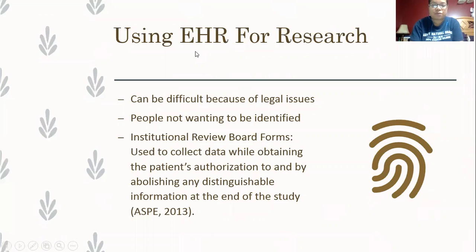Using EHR for research. When using the EHR for data and research purposes, we can run into many legal issues, especially with the HIPAA and common law rule. There may be many people who do not want to be recognized by the school they attend or where they work, or even by their family members. This is where the institutional review board forms come in.